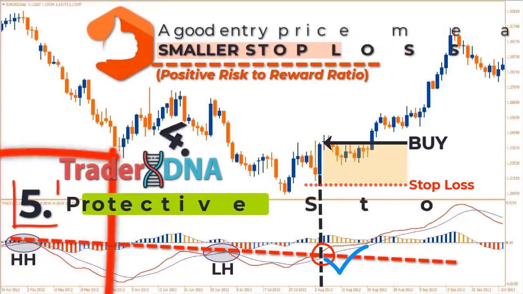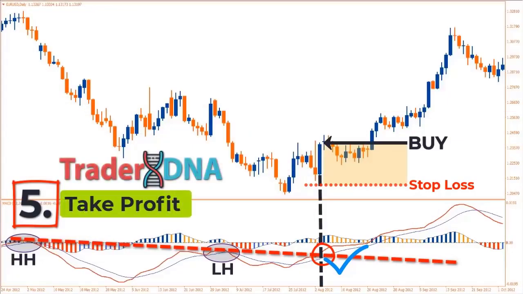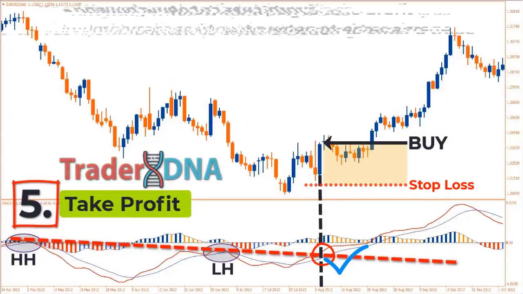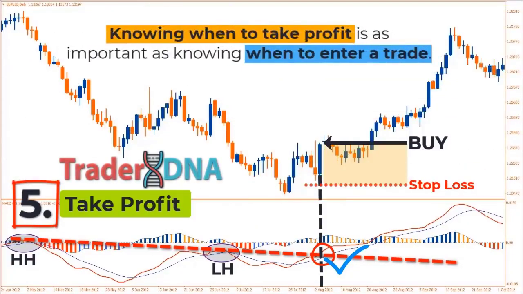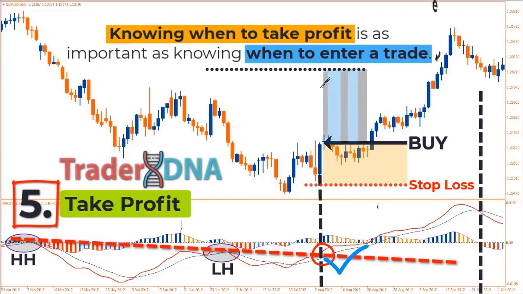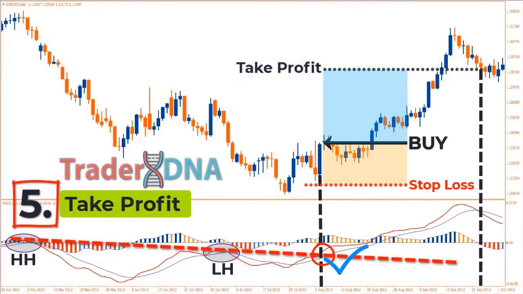Step number 5. Take profit when the MACD crossover happens in the opposite direction of our entry. Knowing when to take profit is as important as knowing when to enter a trade. However, we want to make sure we don't use the same trading technique for our entry order. When the MACD line, or the blue line, produces signal line crossovers, the orange line, we want to close the position and take full profits.